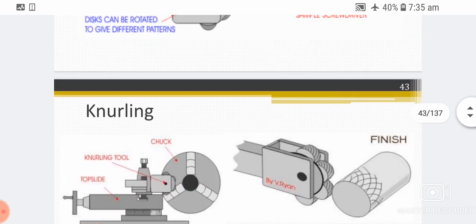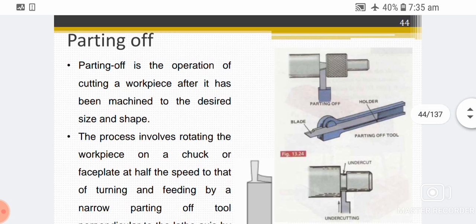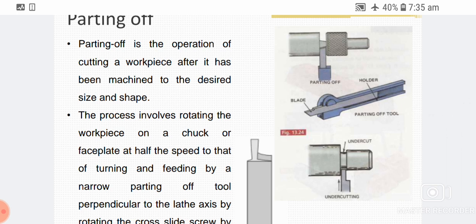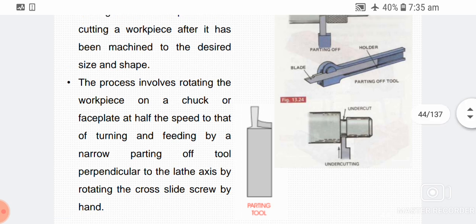This is the knurling. Another one, parting off. Parting off is the operation of cutting a workpiece after it has been machined to the desired size and shape. The process involves rotating the workpiece on a jig or faceplate at half the speed of turning and feeding a narrow parting off tool perpendicular to the lathe axis by rotating the cross slide screw by hand.